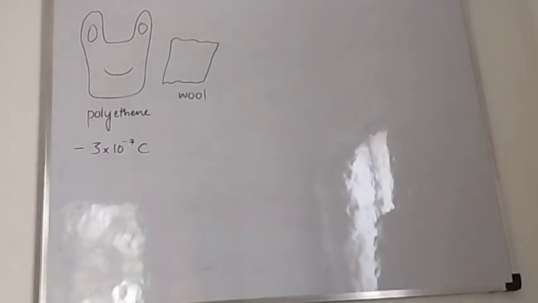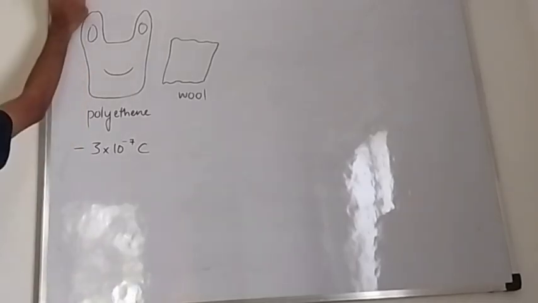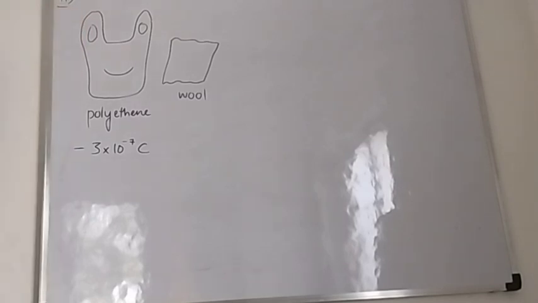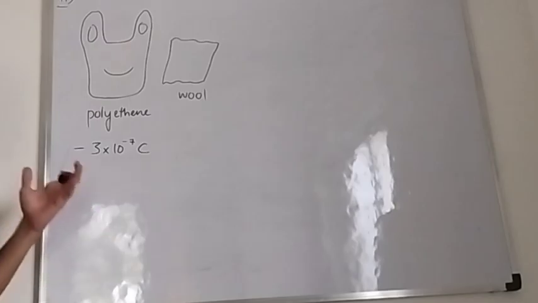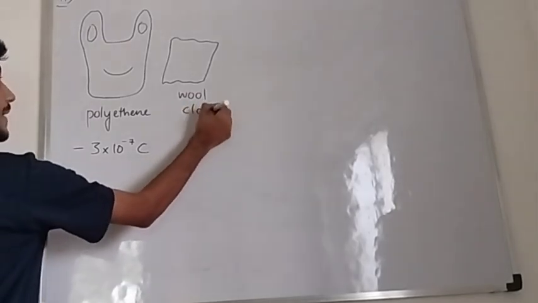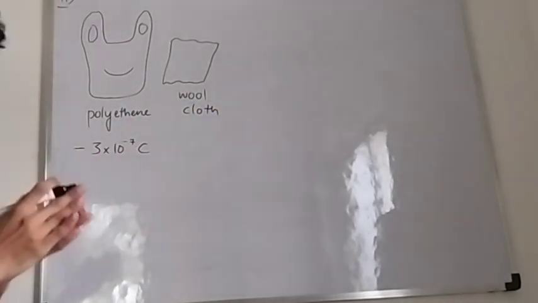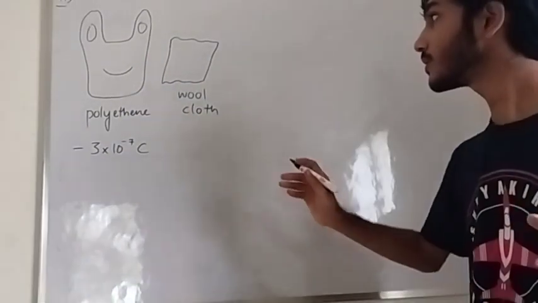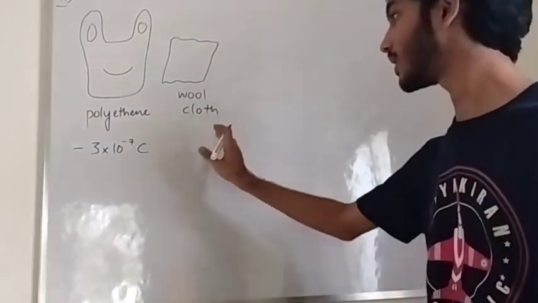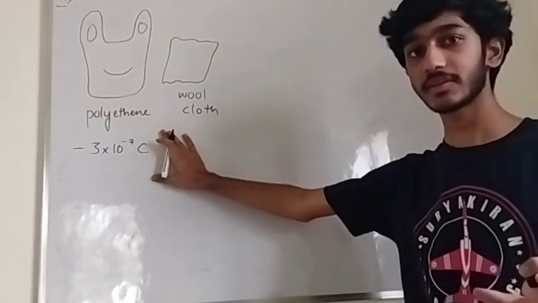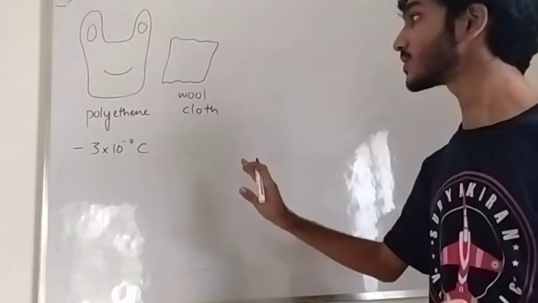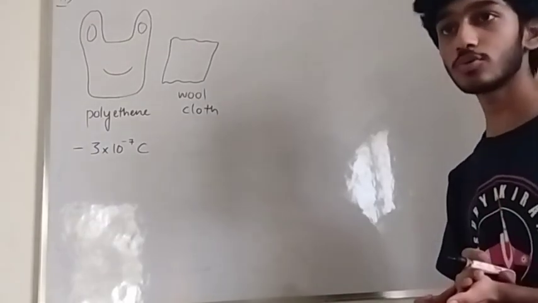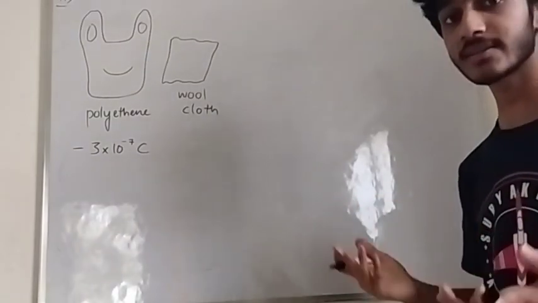This is the 11th question, and I have drawn the diagram. This is a polyethylene and this is a wool piece or wool cloth. It is given in the question that when these two are rubbed together, the polythene will attain a negative charge of 3 into 10 power minus 7 coulomb. Now we have to find the number of electrons transferred, and tell if there is any mass transfer or not.